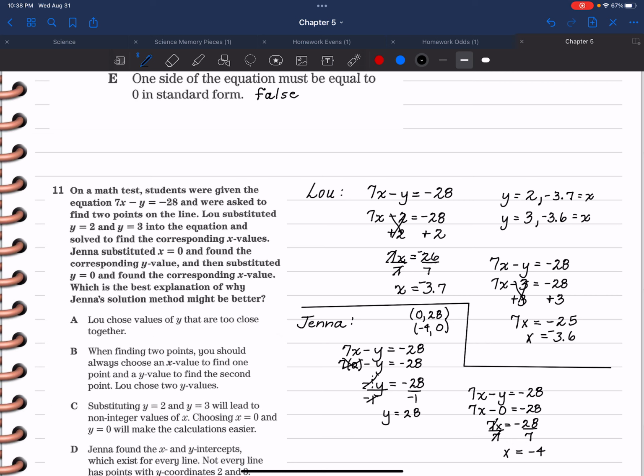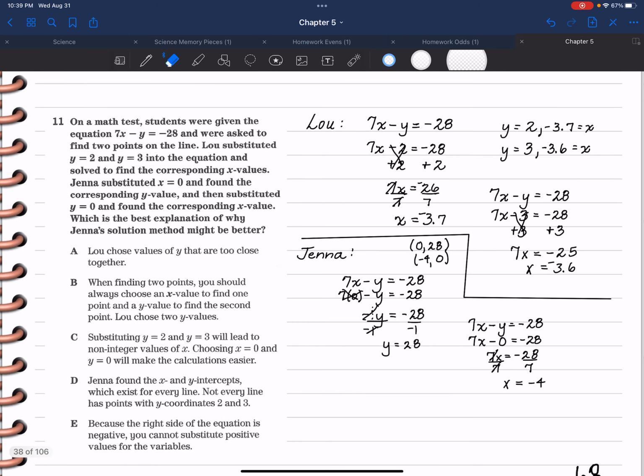So Jenna's approach was to find the intercepts. That would have been my approach. Lou is not wrong. You can absolutely pick points and work it that way. But Jenna's approach was to go after those intercepts. And you've seen me do that. I want to know where the x's and y's cross the axes.